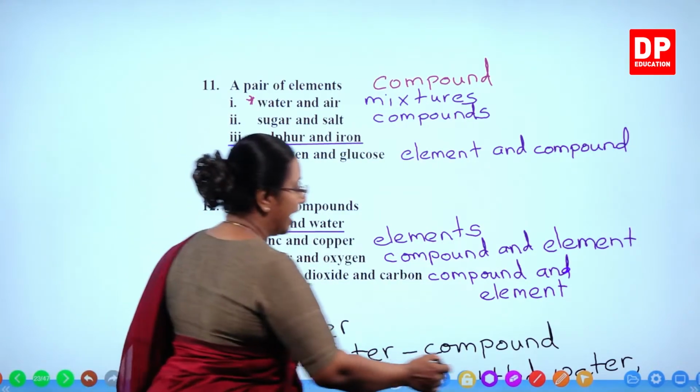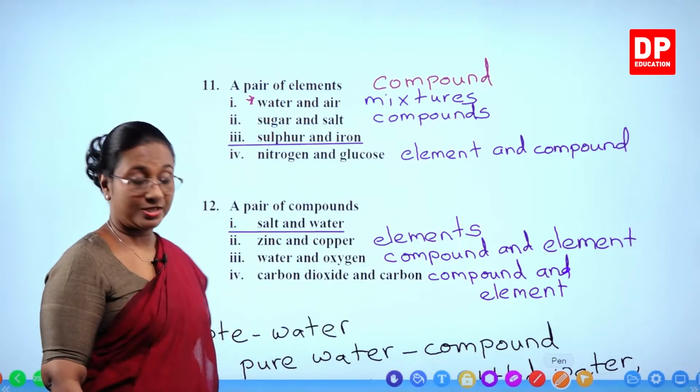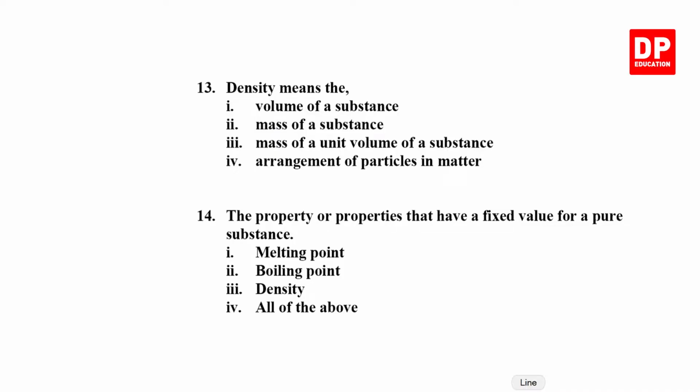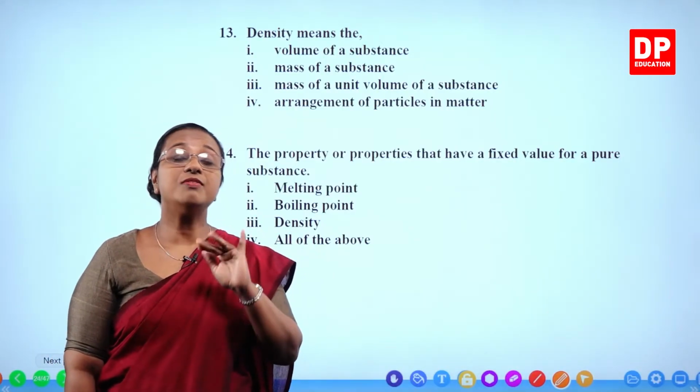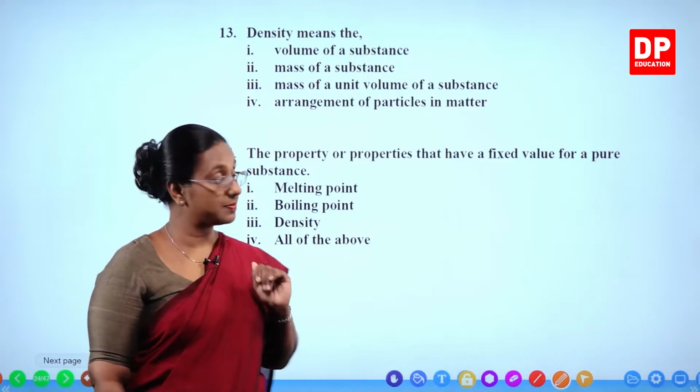So with that, I'll move on to the next question. Question number 30. Density means the mass of unit volume of a substance. That you all know. Density means the mass of unit volume of a substance.